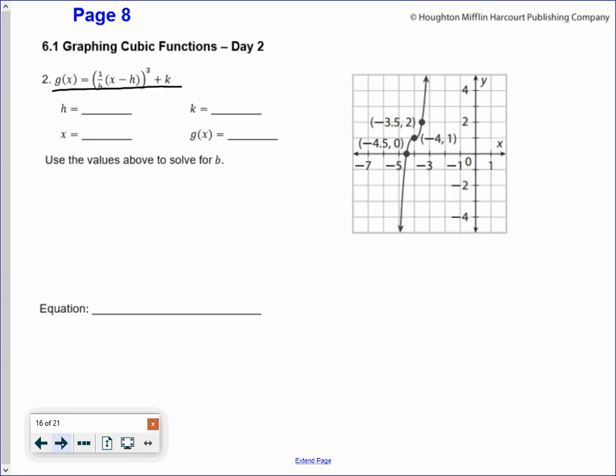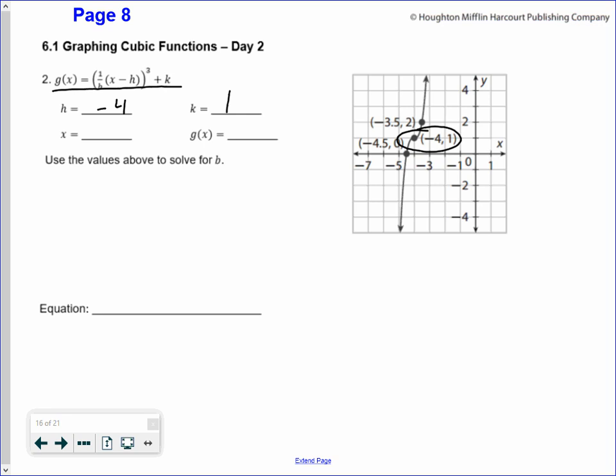Now, when it comes to solving for b, it's not too bad, but it's going to be a little more work than solving for a. It takes a little more thinking. So on number two, we have g of x equals (1 over b times (x minus h)) cubed plus k. So just like when solving for a, the first thing I'm going to do is figure out what my hk is. It's the same thing. It's the point where the graph curves into the function and right back out. And that's (-4, 1). So I know my hk is (-4, 1).